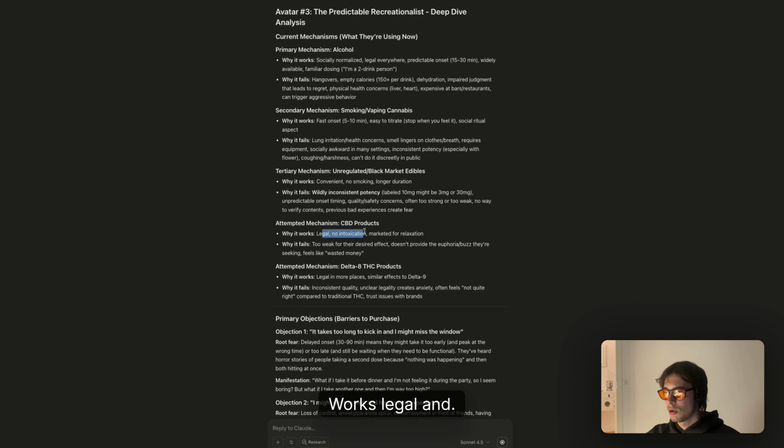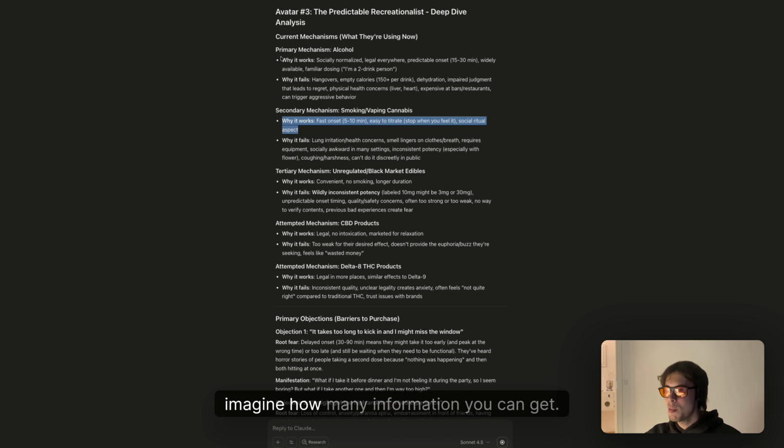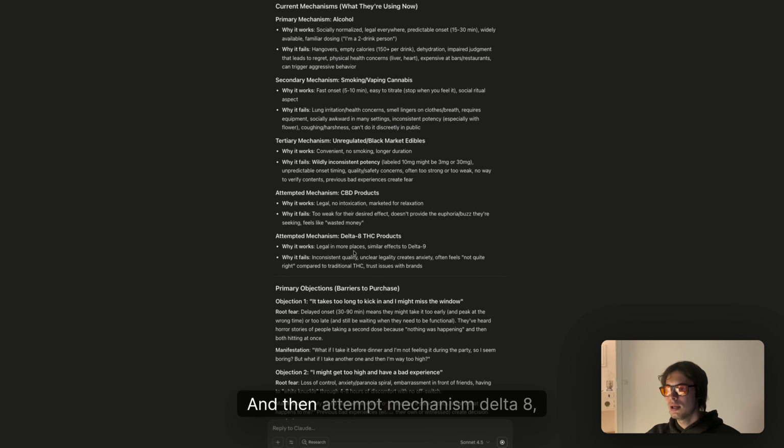Why it works: legal and accessible. Okay, why it fails: too weak, right? So it's telling why it fails also here, also here, also here. And this is golden. Imagine how much information you can get. Incredible. And then anti-mechanism, delta 8, which we actually have delta 9. Legal in more places, similar effect to delta 9, which is what I'm selling, for example, with my candies right here. Why it fails: inconsistent quality and unclear legality.